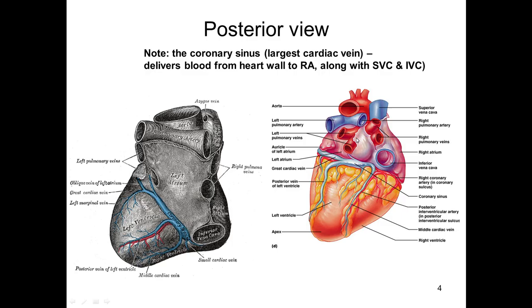Now this is the posterior view. We didn't see the left atrium on the anterior aspect, so here is the left atrium, and the left atrium is also showing four pulmonary veins. You can see the openings of four pulmonary veins, right and left. This is the posterior view of the heart.